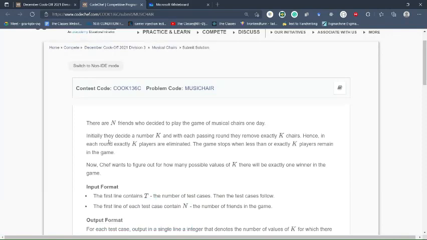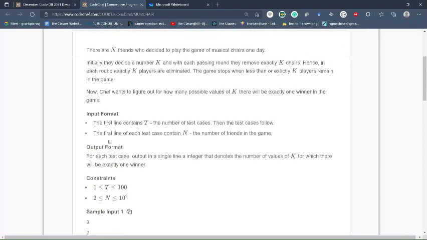So we have a question, Musical Chairs. Our third problem is Musical Chairs. So now let's read the problem statement.